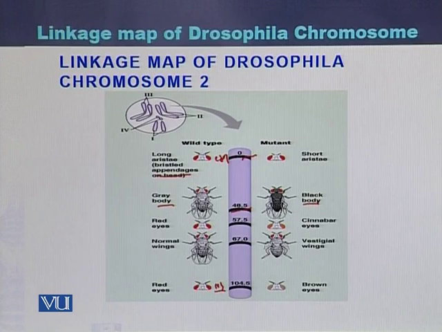The red eye gene or the cinnabar eye gene is present at centimorgan 57.5. The genes for normal wings and vestigial wings are present at centimorgan 67, while the red eye or the brown eye gene is present at 104.5 centimorgan. So if we describe the position of the genes in terms of centimorgan or in terms of recombination frequency, such a map is called a linkage map.